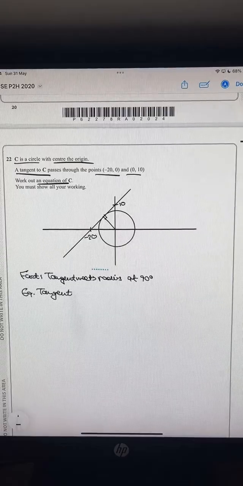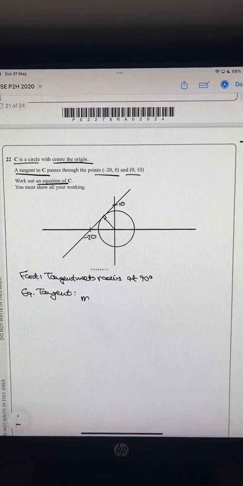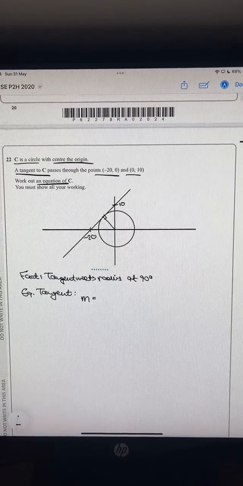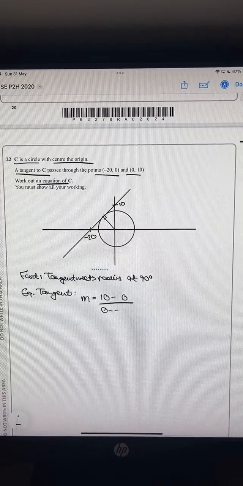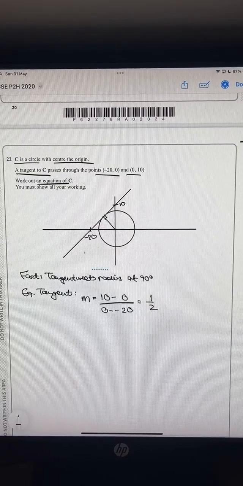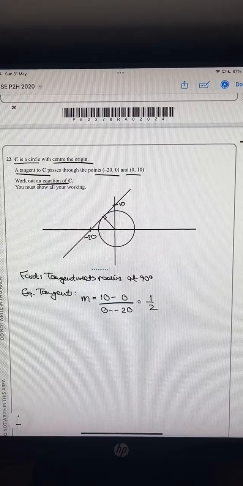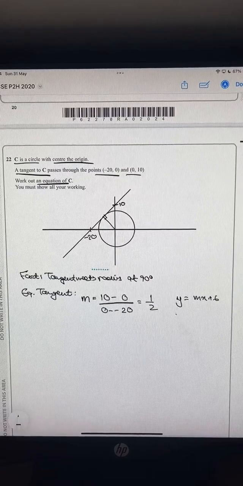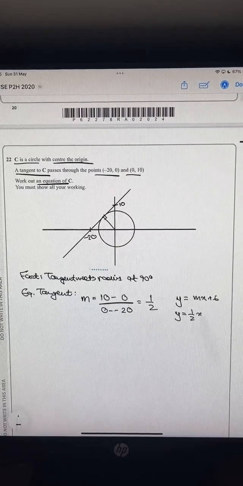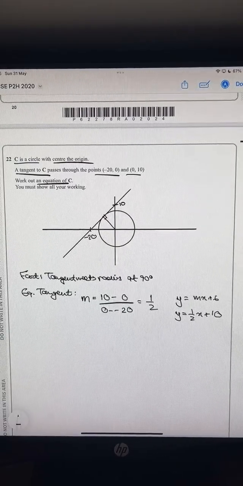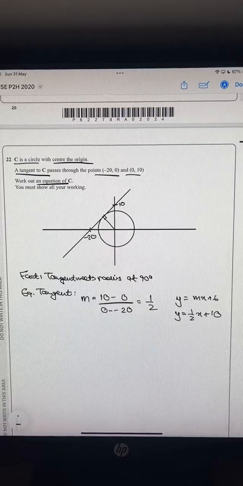Okay, so the equation of the tangent. We're going to figure that out first. So first we're going to find the gradient of the tangent, which is just, I'm going to do it the long way, y1 minus y2, 10 minus 0, divided by x1 minus x2, which is that, and that's equal to a half. You can also tell that that's a half there. So then there's two ways of working this out. The quick way, which is y equals mx plus b or c. So then that's y equals a half x, and we know the y-intercept is 10 because that's (0, 10). This is the last question, and that's your equation.